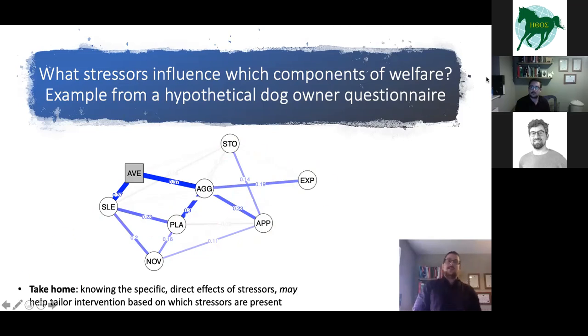So the take home from this is, maybe knowing the specific direct effects of different stressors may help tailor interventions based on which stressors are present. And it may give us, generally, a better understanding about how various stressors affect different aspects, components of welfare.